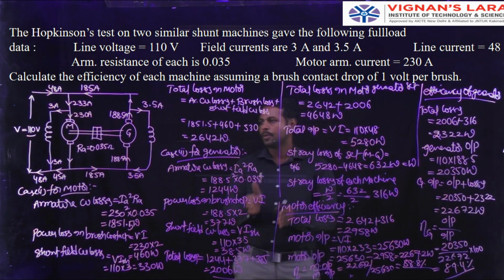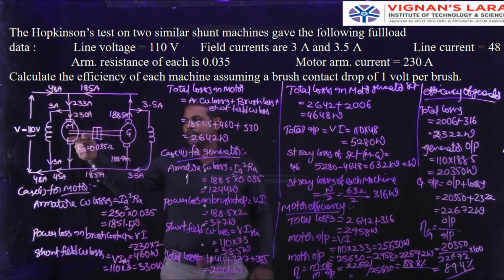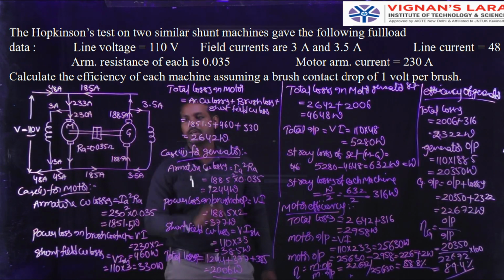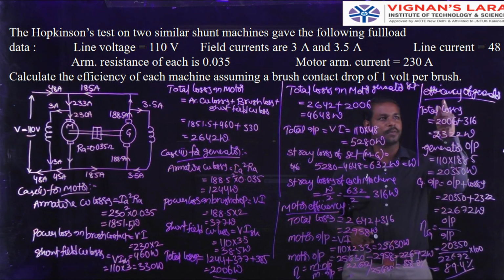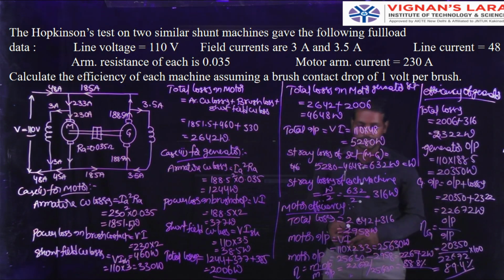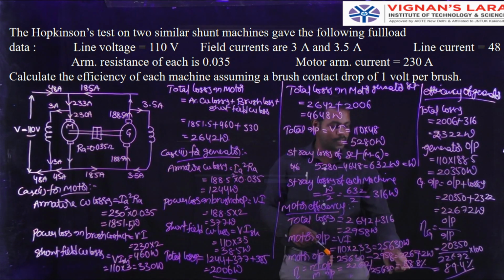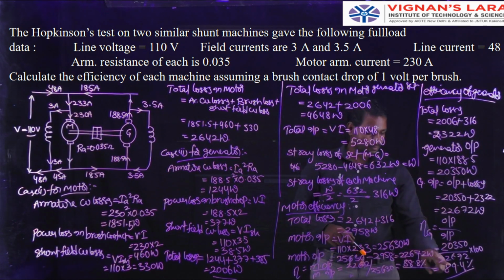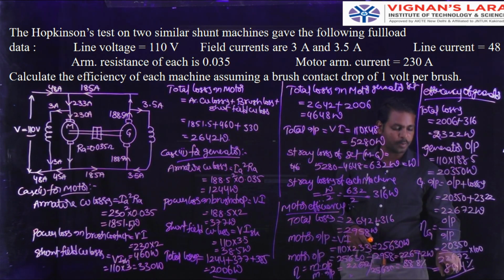The remaining output of the generator must be given to the input of the motor, or the output of the motor is equal to the input of the generator. Based on these two constraints, we can find out the efficiency of the motor as well as the generator. If you find the efficiency in both conditions, the motor efficiency is always lesser than the generator efficiency, which is 88.4 and 89.4.